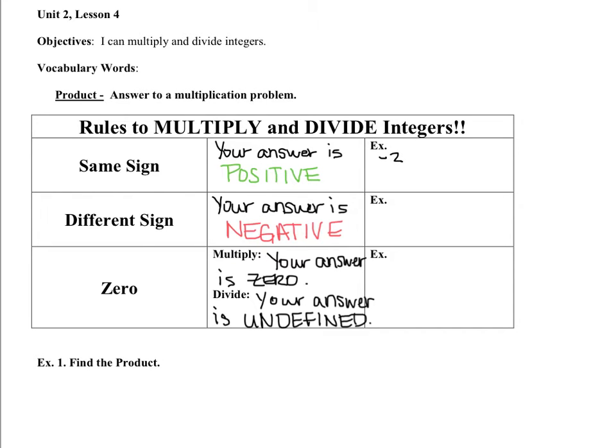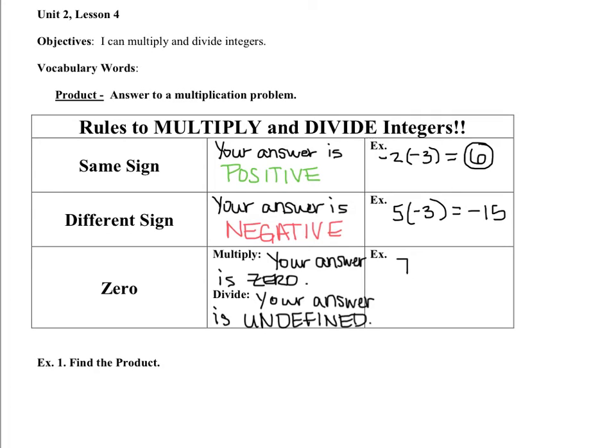I'm going to do -2 times -3. Those two integers have the same sign, so my answer is going to be positive. 6 is my answer. For the second example, I'm going to do 5 times the quantity of -3. 5 and -3 have different signs. My answer is going to be -15.